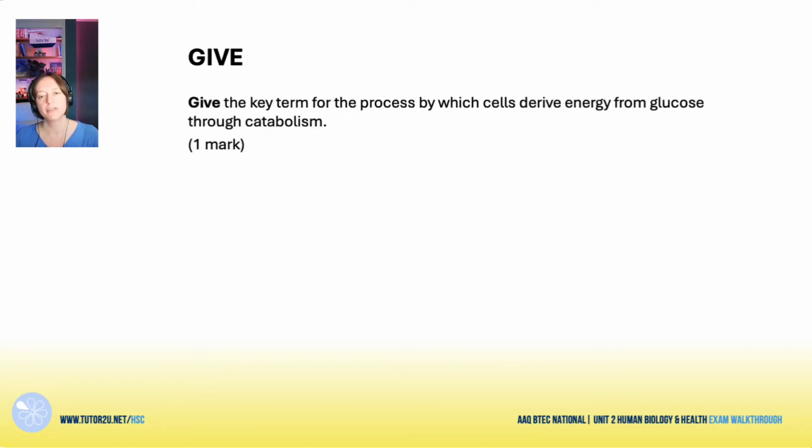Here's an example of a give question. Give the key term for the process by which cells derive energy from glucose through catabolism for 1 mark. So you need to give a key term. So that's the definition. What is the key term for this? And it's cellular respiration. So you literally write your key term and you get 1 mark.